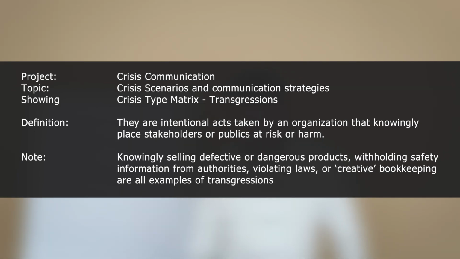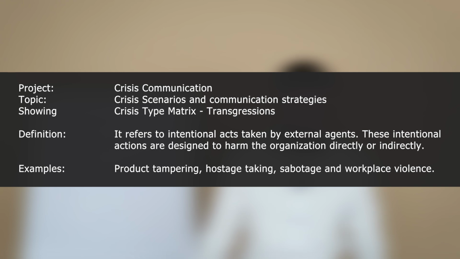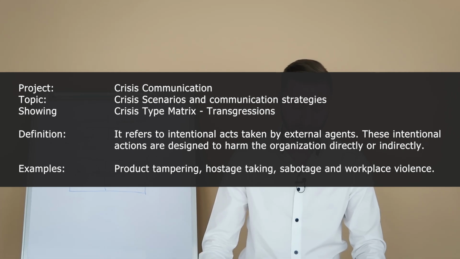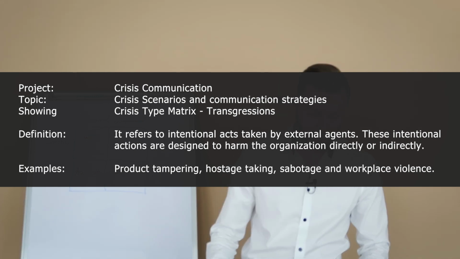Transgressions are acts taken by an organization that knowingly place stakeholders or publics at risk or harm. Knowingly selling defective or dangerous products without safety information from authorities, violating laws, or creative bookkeeping are examples of transgressions. And finally, terrorism refers to intentional acts taken by external agents. These intentional actions are designed to harm the organization directly or indirectly. Examples are product tampering, hostage-taking, sabotage, and workplace violence.